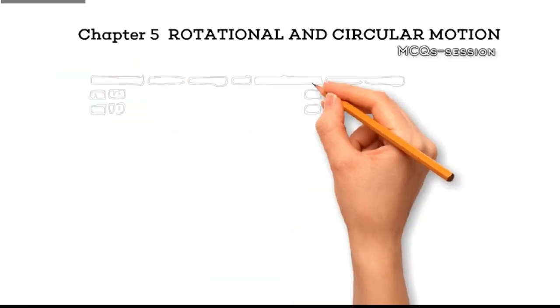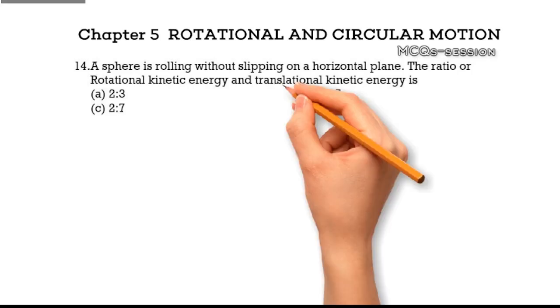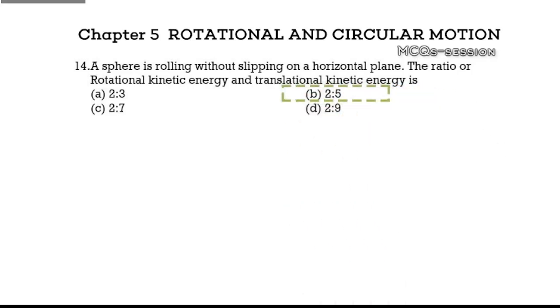Question 14. A sphere rolling without slipping on a horizontal plane has a rotational kinetic energy to translational kinetic energy ratio of A 2:3, B 2:5, C 2:7, D 2:9. Pause and guess. The answer is B 2:5.